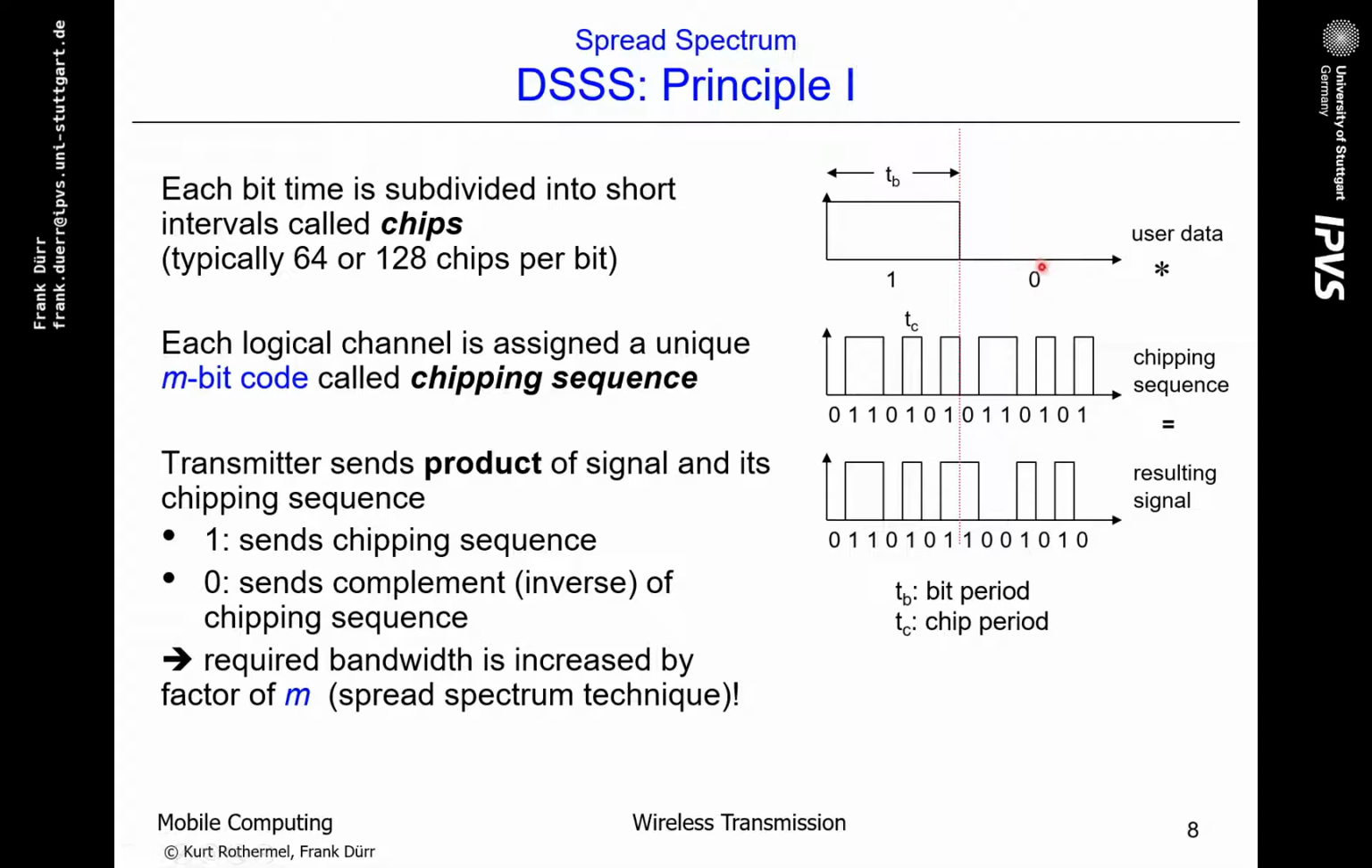And if you want to send a 0 bit, we need to send the inverse. If you want to send a 1 bit, then we send the chipping sequence as it is. Okay? So this is what the sender actually does in order to spread its signal.